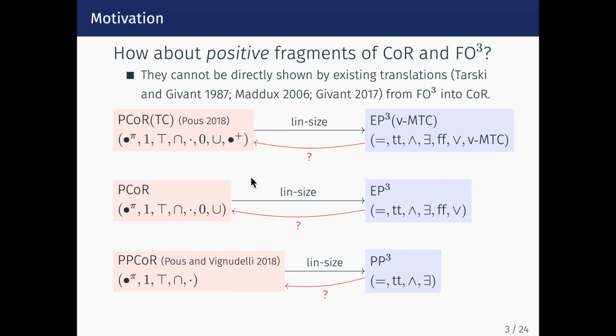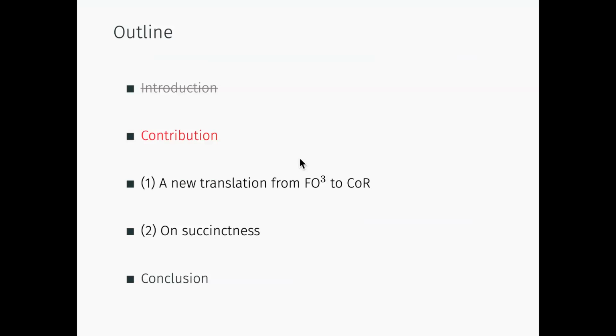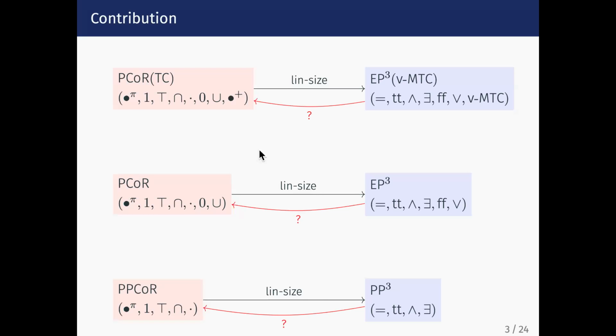Furthermore, if we extend PCoR with transitive closure operators, it can be translated into three-variable existential positive formulas with variable-confined monadic transitive closure. However, the converse direction is not trivial. So at least we cannot use the Tarski-Givant translation or some known translations directly. So our contribution is to reveal this direction completely.